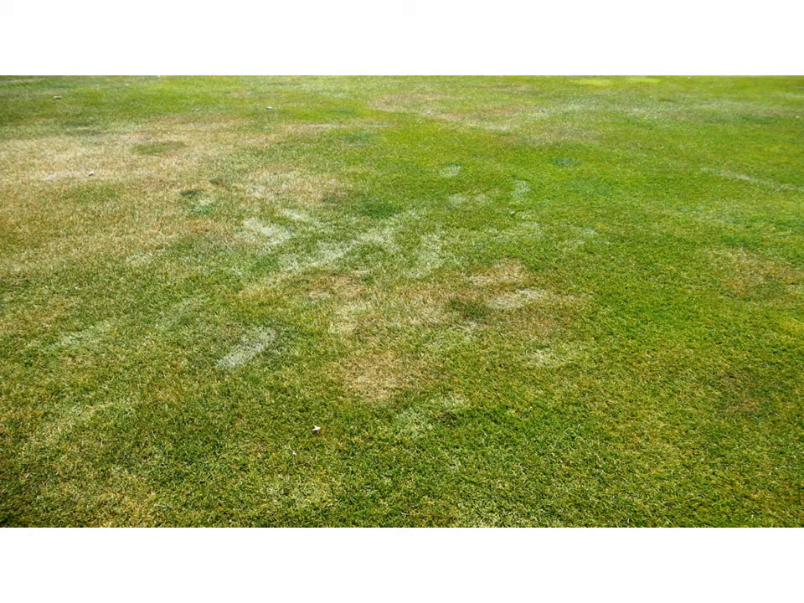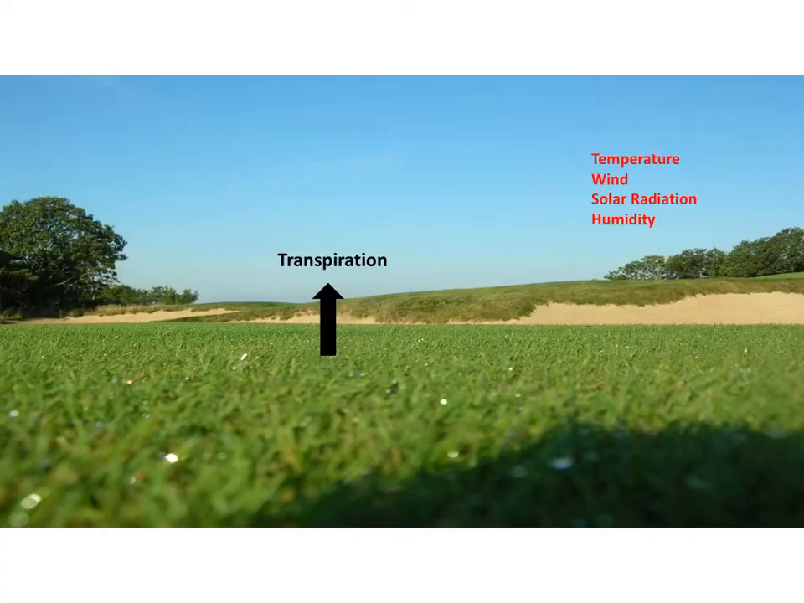Footprinting is a wilt symptom that occurs when walking across the turf under moisture stress. The presence of a footprint is due to the lack of plant turgidity. The leaves do not immediately recover to their vertical orientation. Factors that increase transpiration or restrict water absorption by the roots enhance the turfgrass wilting tendency. Environmental conditions that favor increased transpiration include higher temperatures, windy conditions, high solar radiation, and low humidity.